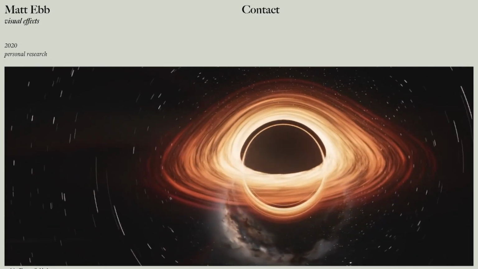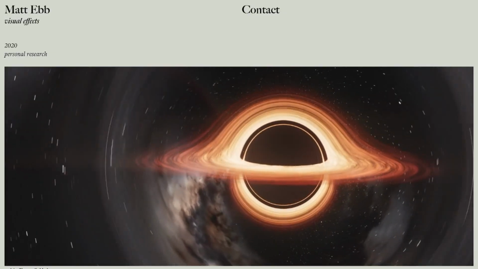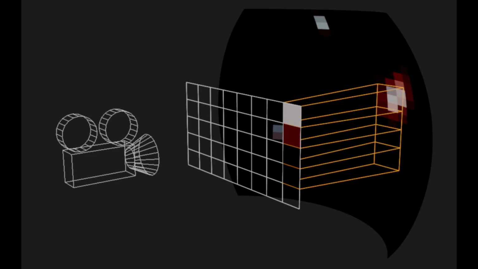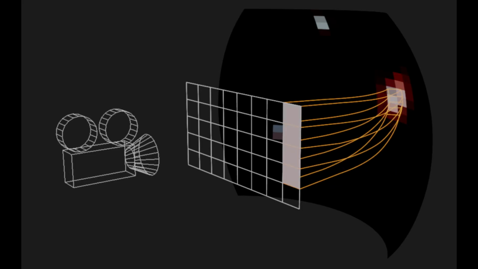The first workflow I tested was Matt Ebb's Houdini ray bending setup. This workflow traces rays from the camera and repeatedly bends them towards a singularity point based on distance. The final bent ray direction is then used to sample the background image and create the distortion effect.